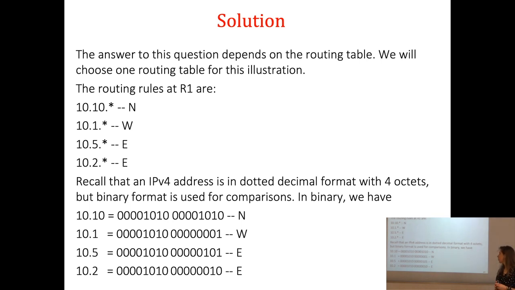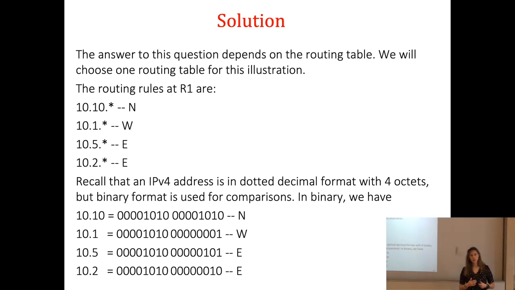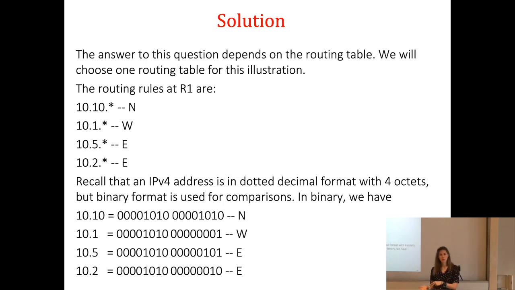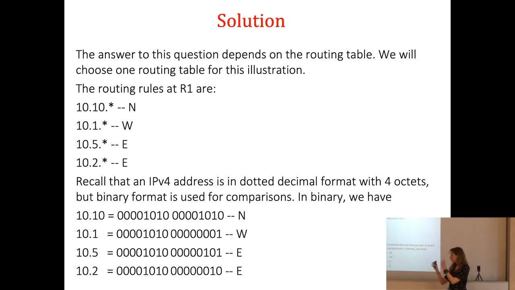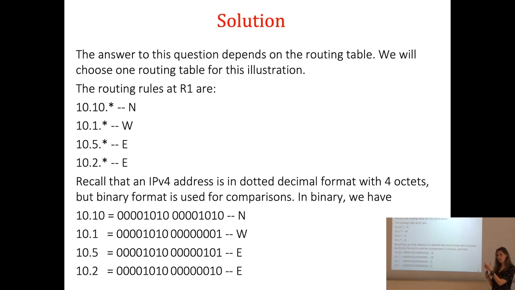So, as I said earlier, the IPv4 addresses are in decimal format, but to answer this question, we need to switch to strings of bits. If we translate 10.10 in bits, it looks like that. We have the first 8 bits corresponding to 10, and the second 8 bits also corresponding to 10. 10.1 will be translated as such, and 10.5 and 10.2 are these. And these can be aggregated further.